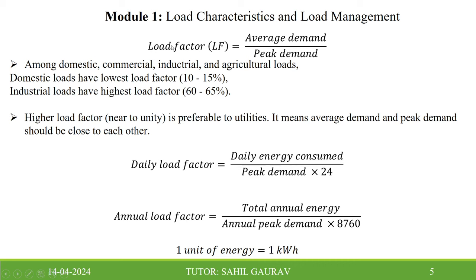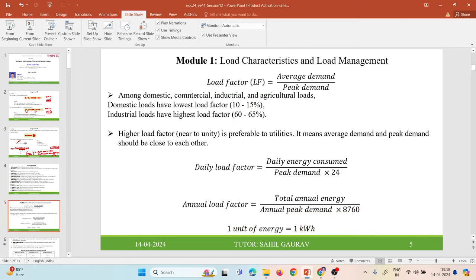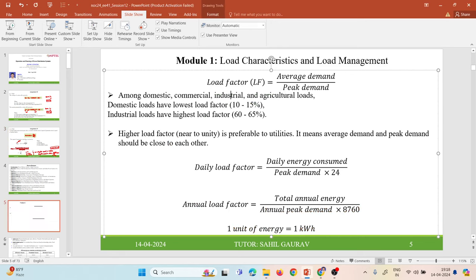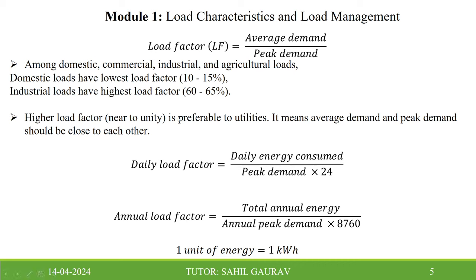In load characteristics and load management, the first expression is the load factor, which is the ratio of average demand to the peak demand. This load factor plays an important role for the utilities. Among the various types of load like domestic, commercial, industrial and agriculture loads, domestic loads have the lowest load factor, 10 to 15%, and industrial loads have the highest load factor, that is 60 to 65%. A higher load factor is preferable to utilities. That means average demand and peak demand should be close to each other.